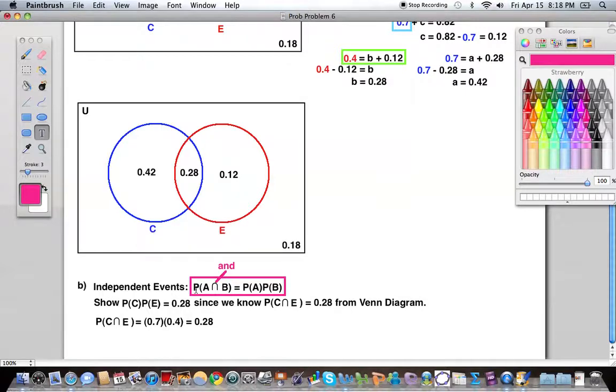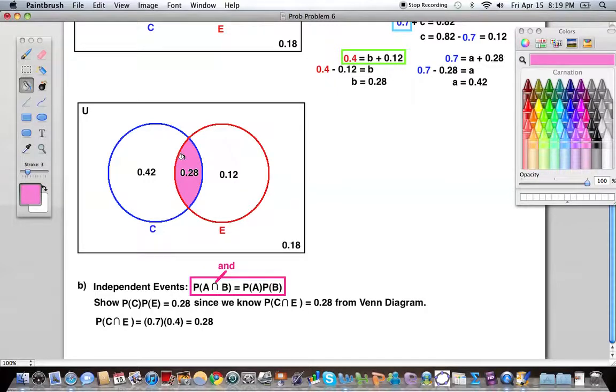Well, in our case, we're looking at C and E, so we're saying the probability of C and E is equal to the probability of C times the probability of E. So what we're focusing on here is we're trying to see if this centerpiece that I just unfortunately colored pink, it's a little too dark. Alright, so this middle section here, this 28 hundredths, we want to see if the probability of C times the probability of E is equal to that.